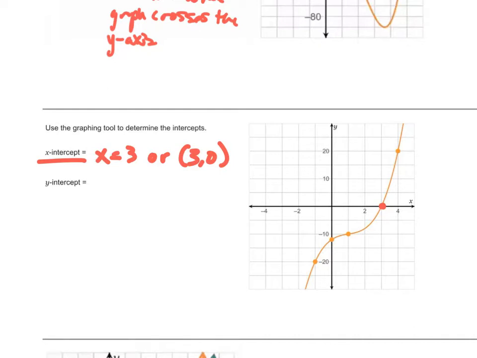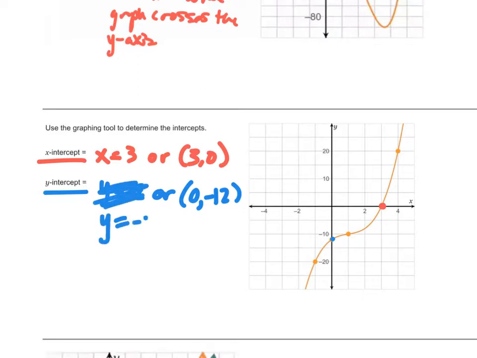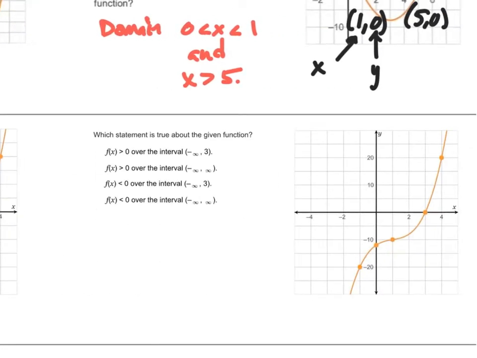The y-intercept down here is right here. I'm going to do that one in blue. The y-intercept is where it crosses the y-axis. And that looks like it's a value of y equals 12, or you could say the point 0, I'm sorry, not 12, negative 12. So let's write y equals negative 12. That would give us our y-intercept.